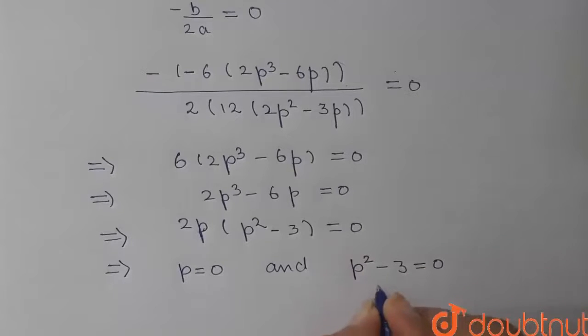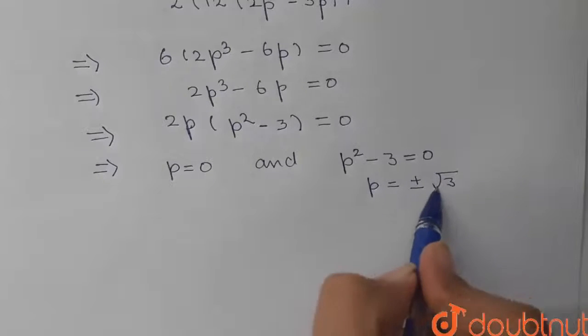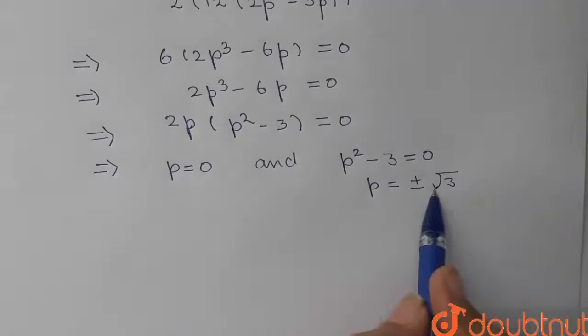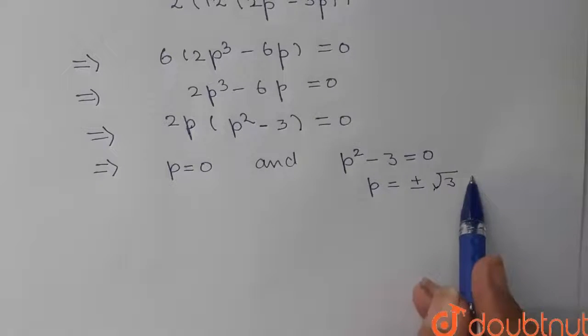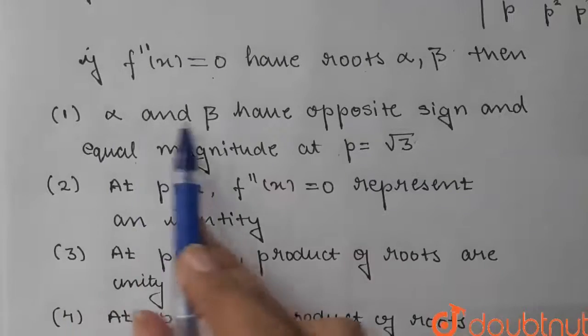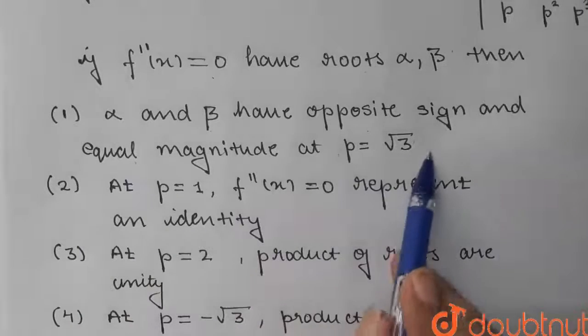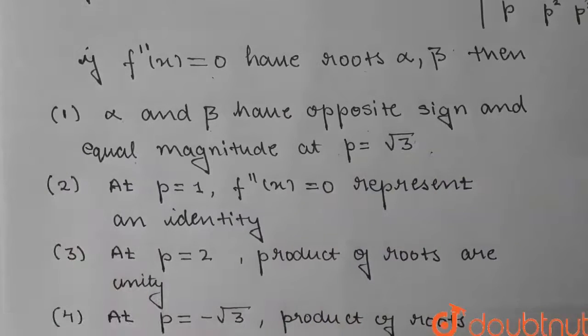At that time, we are getting the value of p as plus minus root 3. That means when we are having plus minus root 3, one root is alpha, that is positive, and another root is minus alpha, that is minus root 3. So the first option, that says alpha and beta have opposite sign and equal magnitude at p is equal to root 3, that is correct.